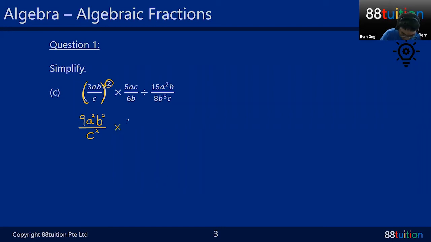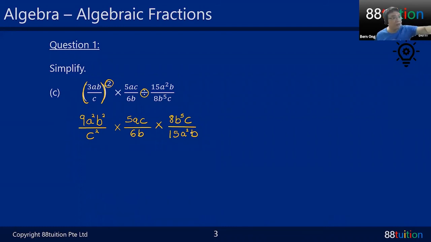Times is here, 5AC. And we have the 6B below. And what you do? Stay, change, flip. Stay, change, flip. Divide becomes times, flip. 8B, the 5 belongs to B. And 15, A squared, the square belongs to A. Like that.